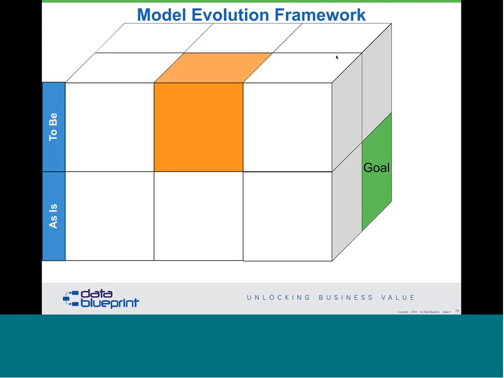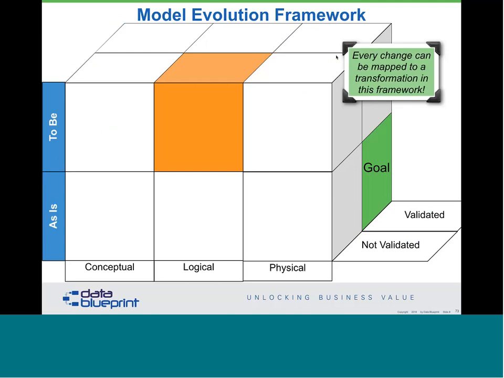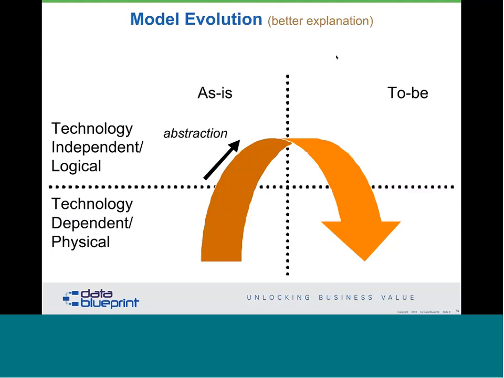All of our models allow us to work within this model evolution framework that we developed a couple of years ago. Again, our conceptual, logical, physical. We also have a division of as-is or to-be. As-is means it already exists. To-be means it's something that we don't yet have, but we'd like to get there. There's one more dimension that's not incorporated typically, as I mentioned before: whether the model is validated or not. So we can now say every change we are trying to do in our data modeling environment can be mapped between one of the cylinders on this particular exercise.